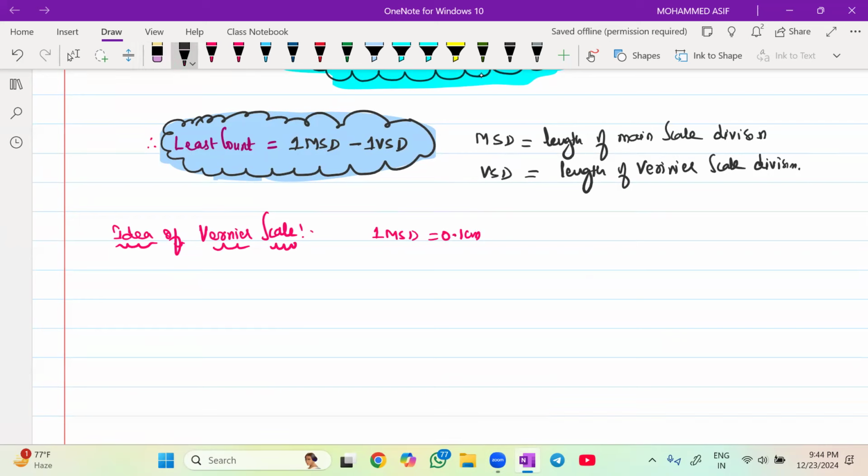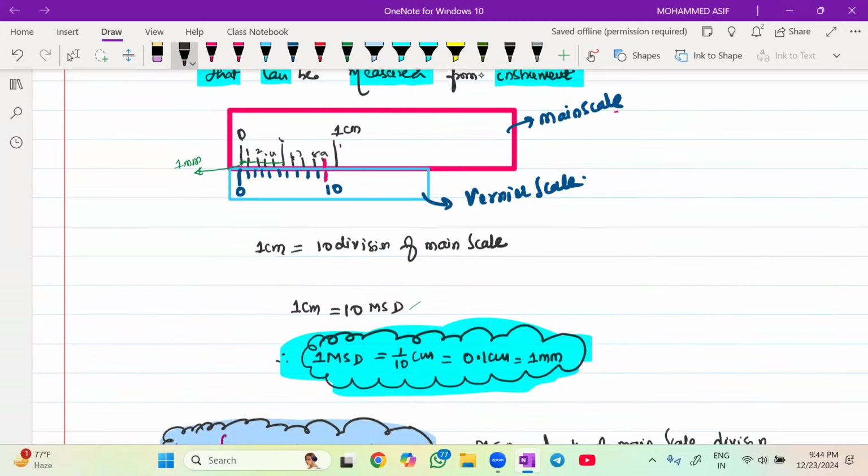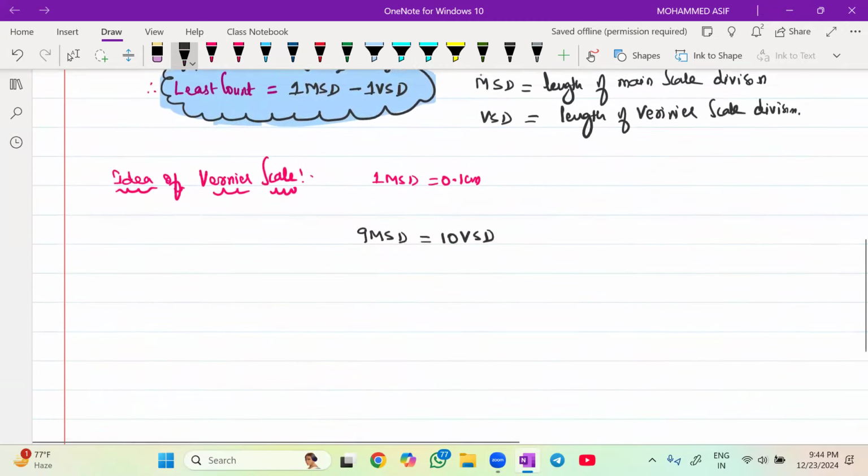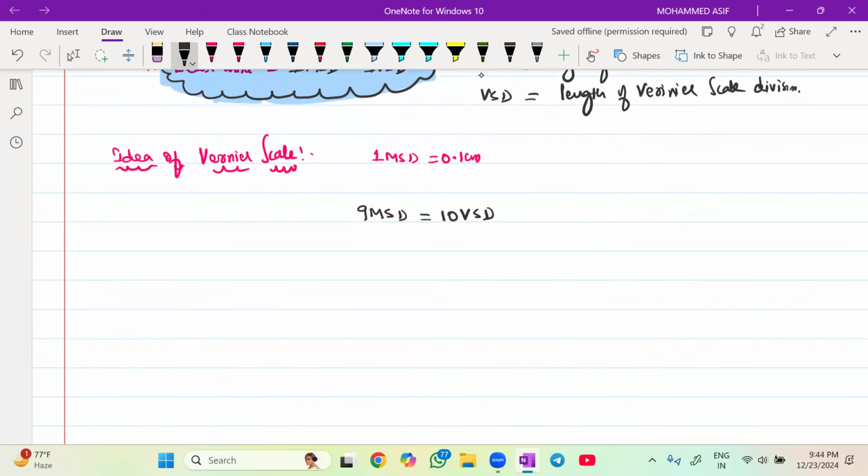Now what I am interested in is VSD. So can I say that 9 main scale divisions are coinciding with 10 Vernier scale divisions? See the diagram. So 9 main scale divisions is equal to 10 Vernier scale divisions. Therefore, 1 Vernier scale division will be equal to 9 by 10 main scale division. Am I clear? So can anyone calculate the least count now?